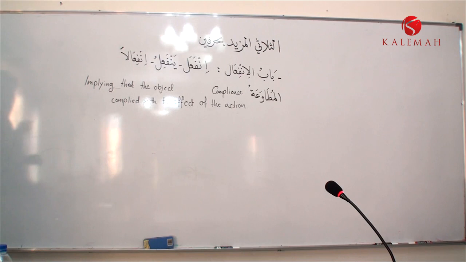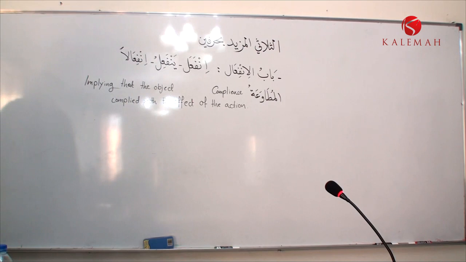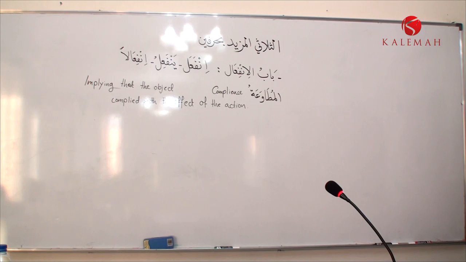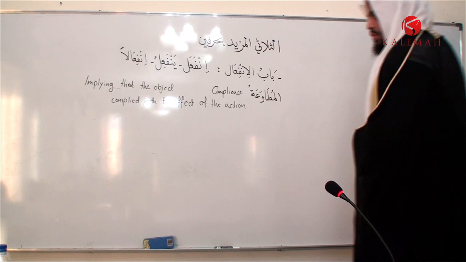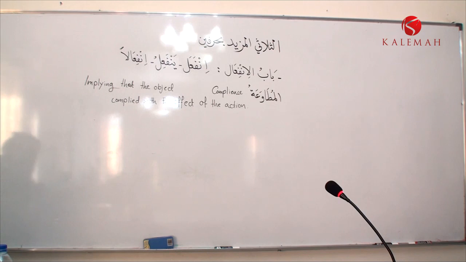What does that mean? For example, how do you say I broke? Aksiru, I break. I broke. Kasartu. You say kasartu az-zujaja. Kasartu zujaja: I broke the glass. Correct? كسرت الزجاج. That is, I broke the glass. Correct?